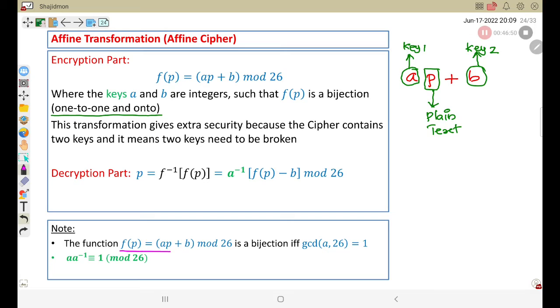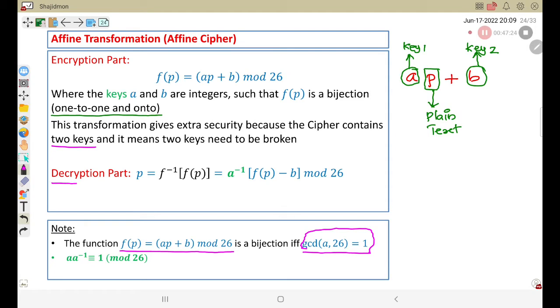The function f of p equals a p plus b mod 26 is a bijection if and only if the GCD of the number a and 26 is 1. First key number and that mod number 26, okay? GCD of a and 26 should be 1. Then only that mapping will be a bijection, one-to-one and onto mapping. Now this transformation gives extra security because the cipher contains two keys, and it means that two keys need to be broken for getting the communication.